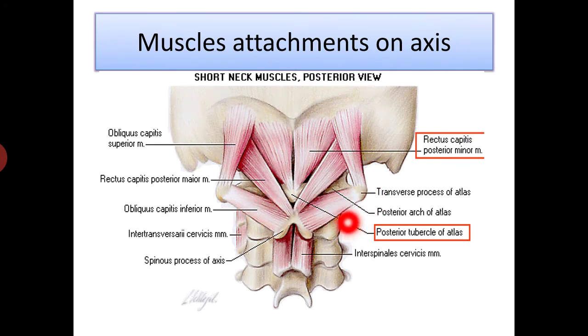While the transverse process of this axis vertebra is also giving the highest origin of the scalenus posterior. Okay, its posterior tubercle will give origin to the scalenus posterior, while the lower part of the spinous process will give origin to the interspinalis muscle. Apart from that, it is also giving the attachment of the semispinalis cervicis and the thoracic also. Okay, and so much the multifidus is also attached to the second cervical vertebra.